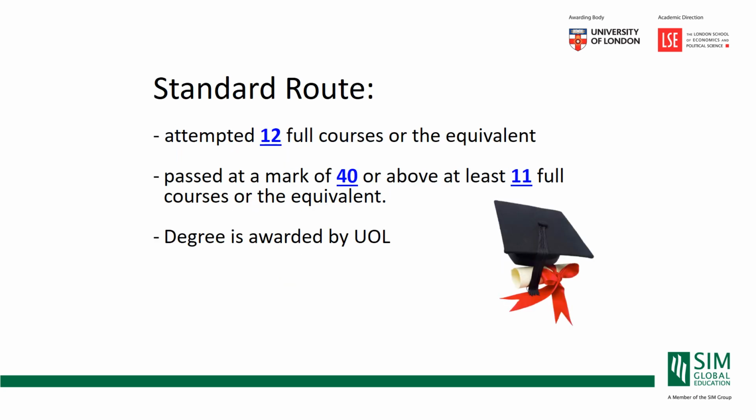In order to graduate from the degree, students must have completed 12 full courses or equivalent. In order to pass each course or paper, students should score at least 40 marks. And to graduate, the student need not pass all 12 courses, but must have passed at least 11 out of 12 courses.